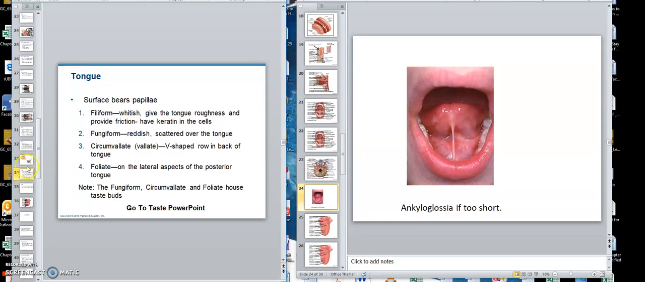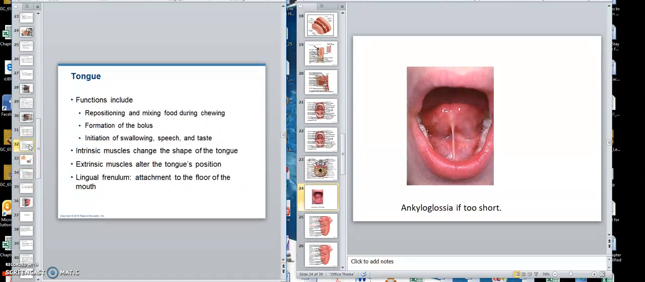The tongue has extrinsic muscles that reposition the tongue, and then it has those that change the shape of the tongue. You have some that go across, some go up and down: longitudinalis, the transversus, and so forth.